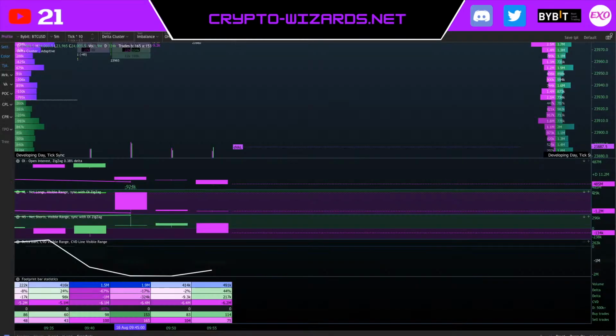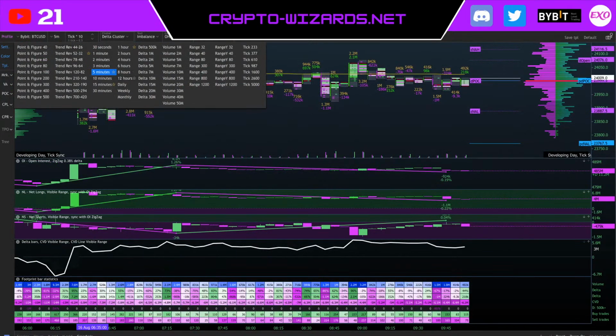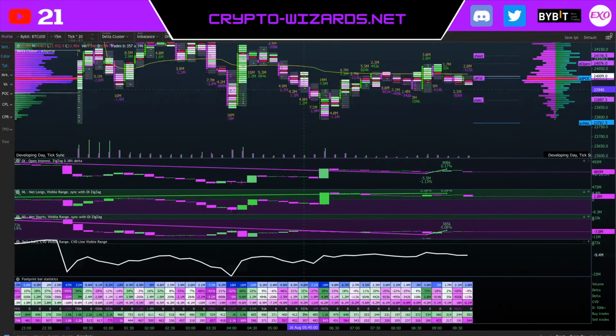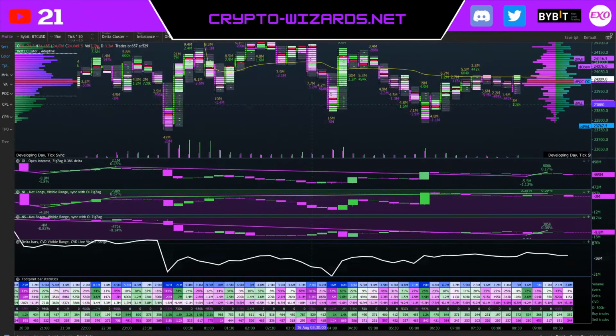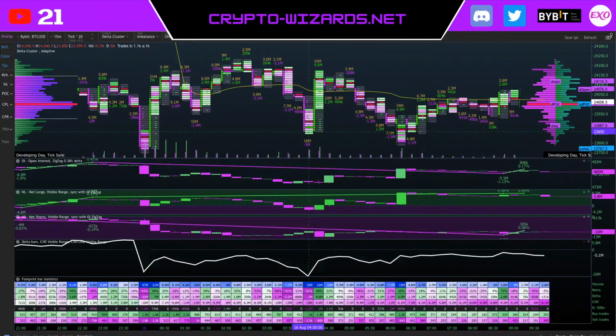What we can analyze a little bit are some trapped positions around the lows. Do we have them? Not really. We have at 4 a.m. we trapped quite a lot of them and then they were immediately wrecked on this move to the upside.